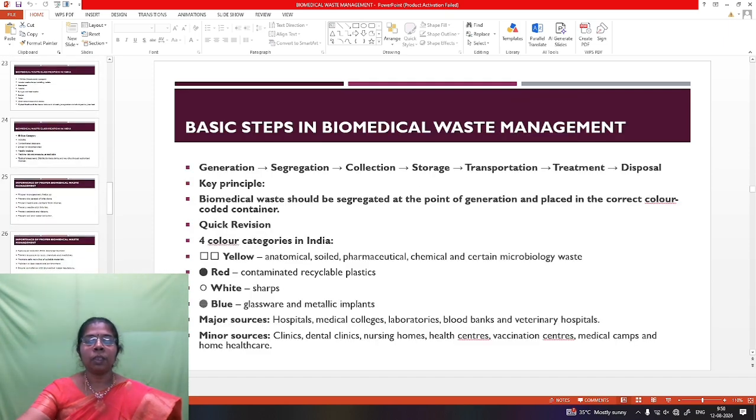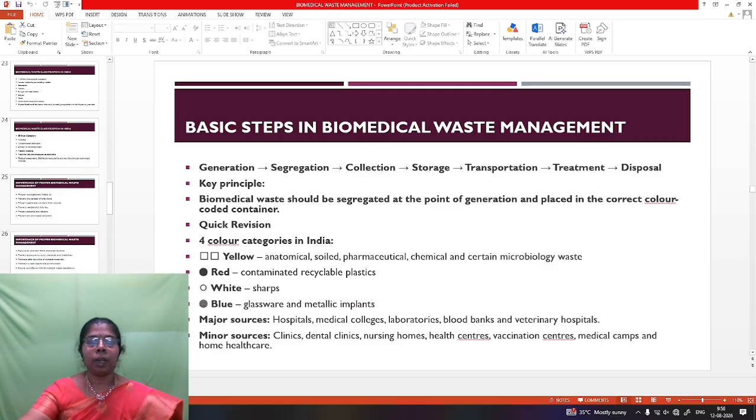And these are the basic steps in biomedical waste management. It is the waste generation. The generated waste is segregated and collected, then stored and transported through vehicles, and then treatment and disposal. The main principle is that biomedical waste should be segregated at the point of generation and placed in the correct color coded container. We have already seen the 4 color categories in India: yellow, red, white and blue. Yellow for anatomical, soiled, pharmaceutical, chemical and certain microbiology waste, red for contaminated recyclable plastics, white for sharps, blue for glassware and metallic implants.